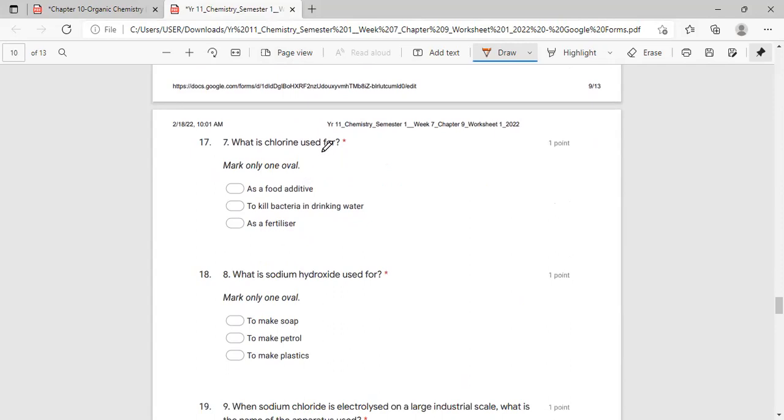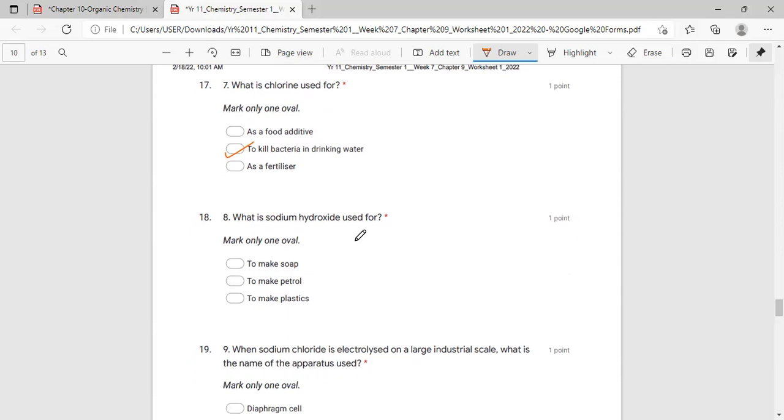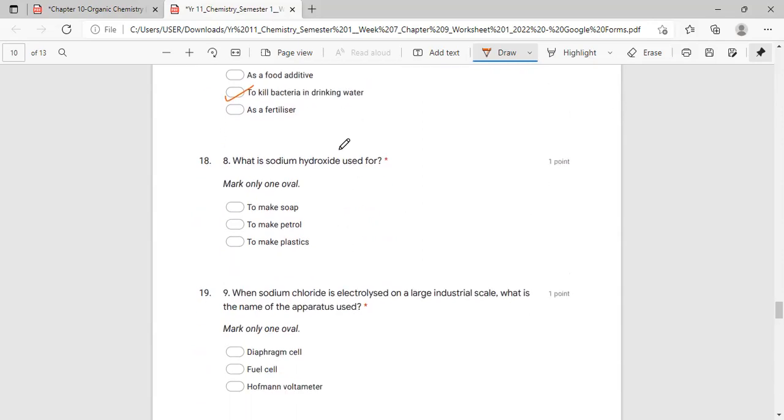Okay, what is chlorine used for? To kill bacteria in drinking water. It is not a food additive. A food additive would be sulfur dioxide. Yeah. Okay. What is sodium hydroxide used for? To make soap, and not to make petrol or not to make plastics.